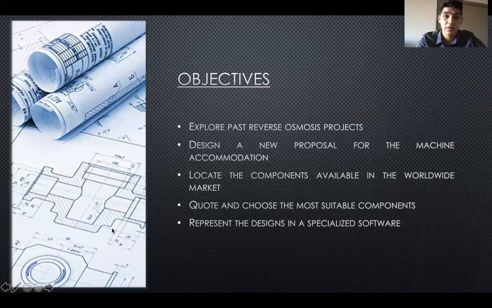The main objectives for the project were to explore past reverse osmosis projects given by the company and from my searches on the internet; design a new proposal for the machine accommodation; locate the components available in the worldwide market, and quote and choose the most suitable components for the process and the prototype; and represent the designs in specialized software. In this case, I used AutoCAD Plant 3D.